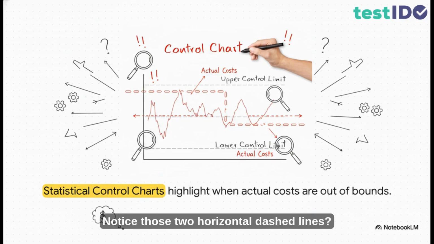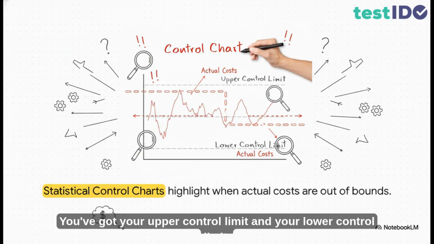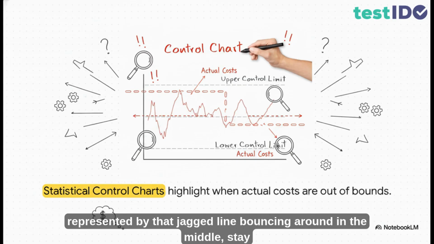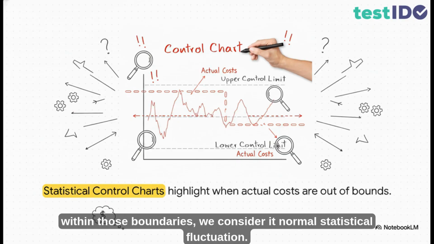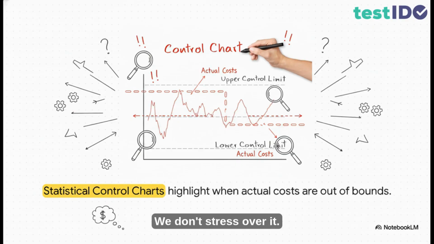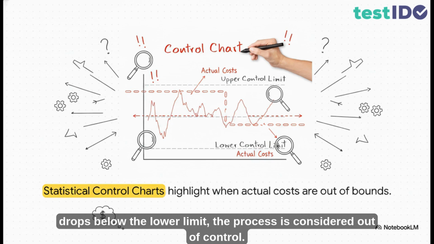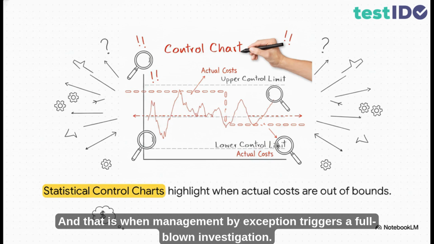To make this concrete, we often visualize this data using a statistical control chart. Notice those two horizontal dashed lines. You've got your upper control limit and your lower control limit. As long as our actual costs, represented by that jagged line bouncing around in the middle, stay within those boundaries, we consider it normal statistical fluctuation. We don't stress over it. But the exact moment that line breaks above the upper limit or drops below the lower limit, the process is considered out of control. And that is when management by exception triggers a full-blown investigation.